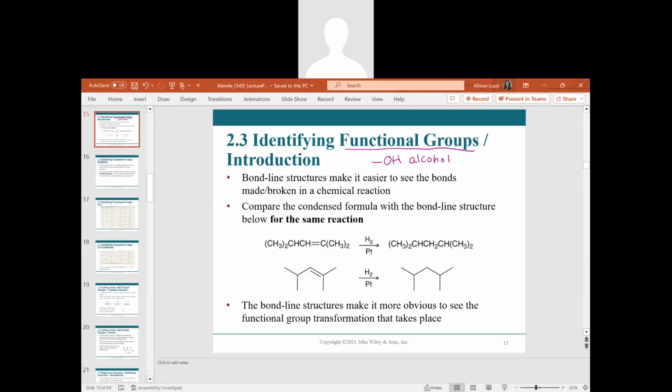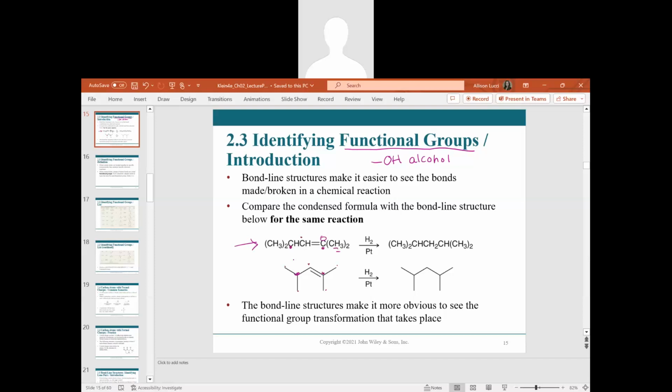So we're going to learn a few different functional groups. There are some tables that introduce these bonding patterns, and we're going to review how each of these functional groups reacts in different ways. Down below here, we have the condensed formula first for this reaction. This carbon here is bonded to two methyl groups. Then this carbon here is the start of this double bond. This carbon here is the other side. And then this carbon here also has two methyl groups.